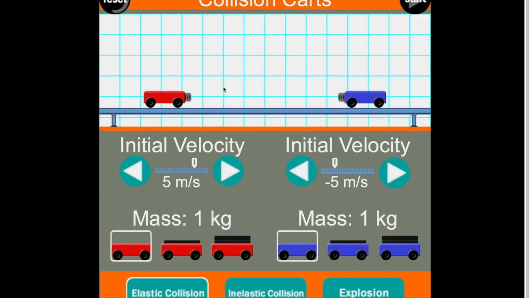This is a little simulation where we can look at the collision between two carts. I can change their initial velocity, I can change their masses, and I can change the type of collision. This is going to be a collision called an elastic collision. I would like for you to know what elastic collision means.